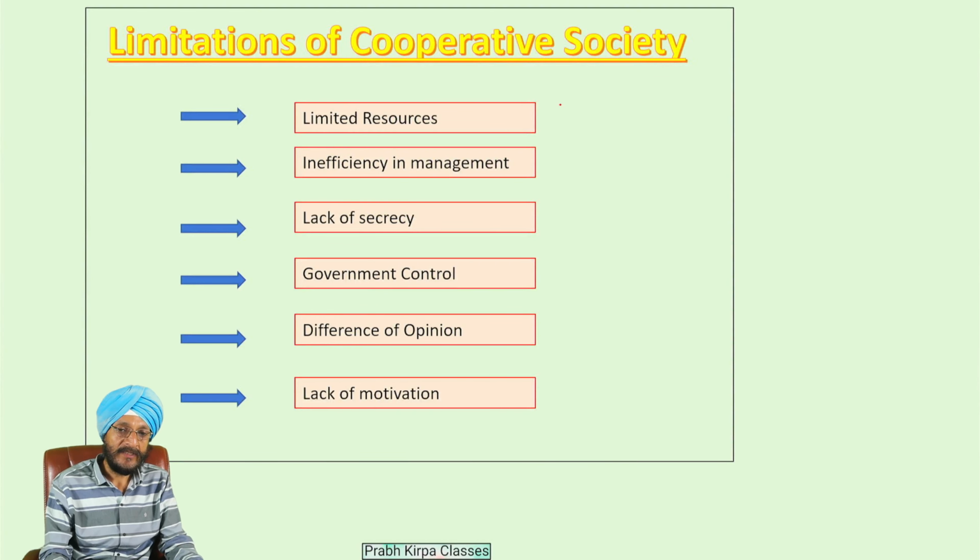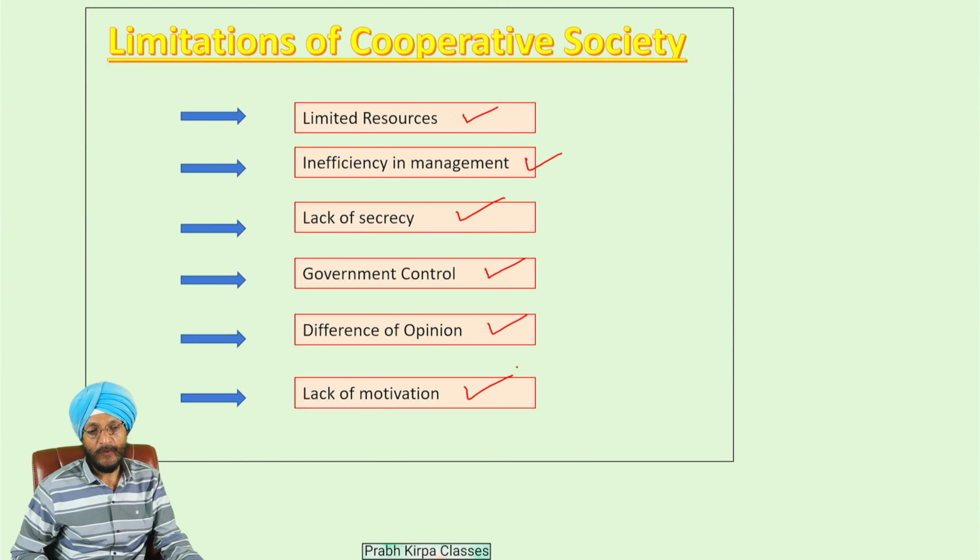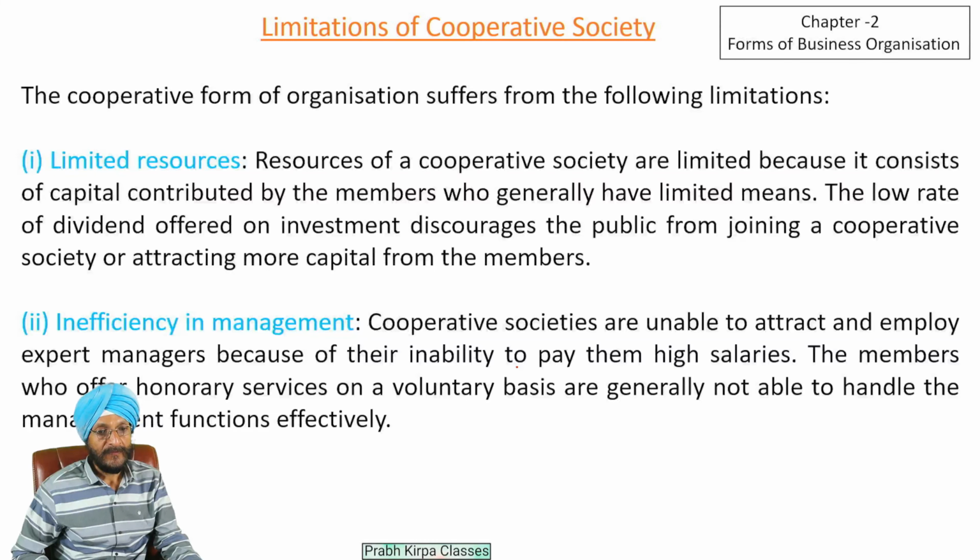Now we will discuss the limitations of cooperative society. First is limited resources, inefficiency in management, lack of secrecy, government control, difference of opinion, and lack of motivation. We will discuss each of these limitations one by one.